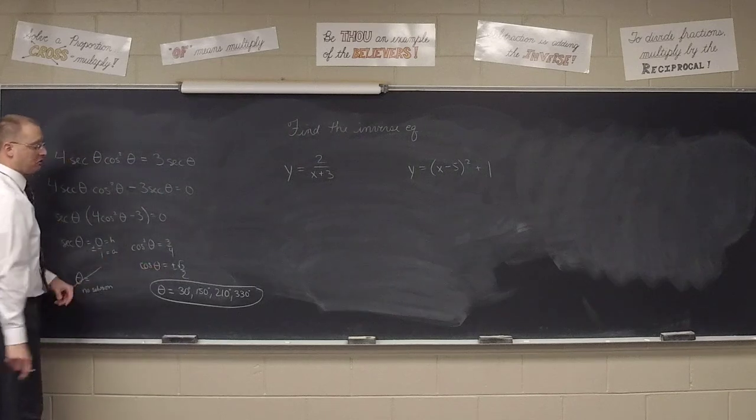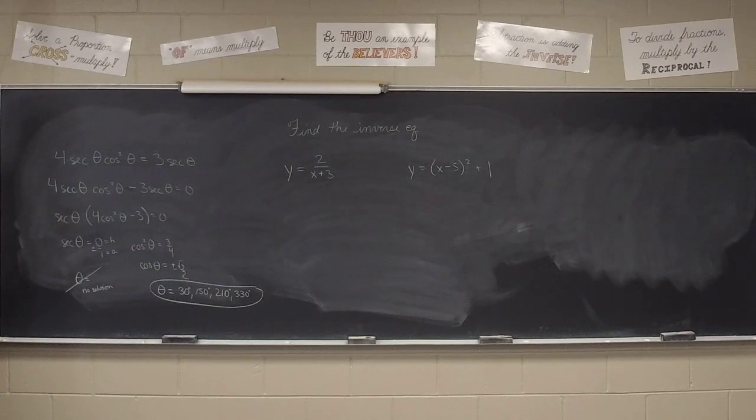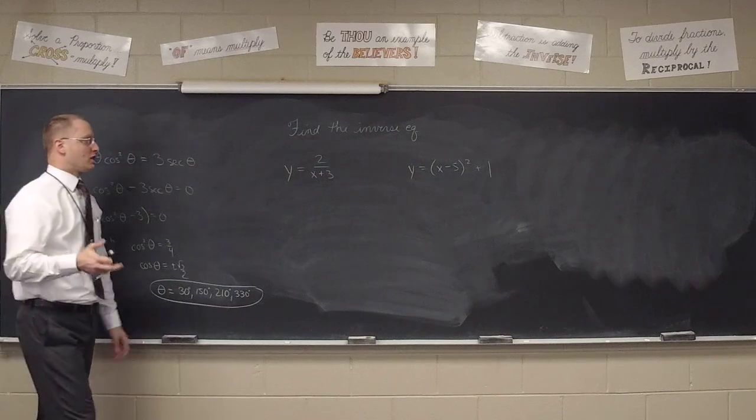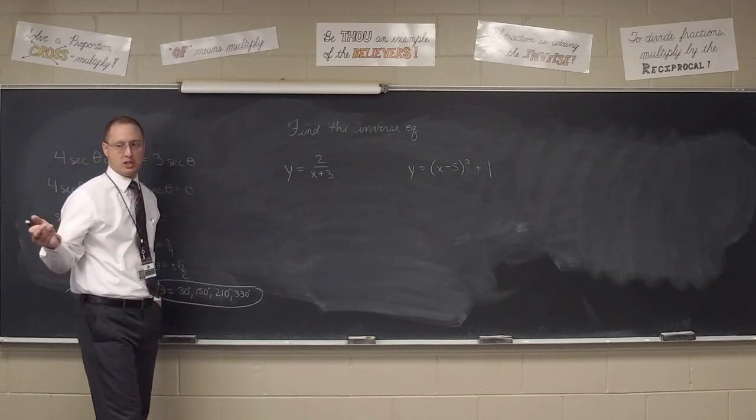But over here, positive negative square root of 3 over 2, all 4 30-degree angles. So we get 30, 150, 210, and 330 degrees. Questions on this? Coming over here, for finding inverse equations, remember, what's the key to an inverse equation, class?